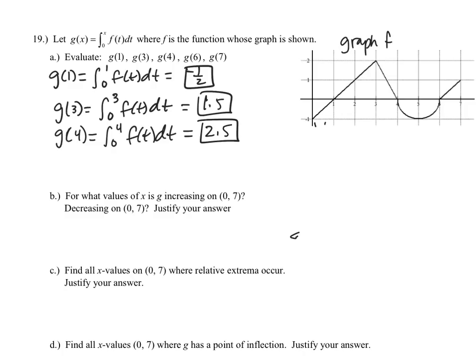All right, then next we need g of 6. G of 6 would be the integral from 0 to 6 of f of t dt. Okay, so, oops, I have an extra parenthesis there that I don't need.